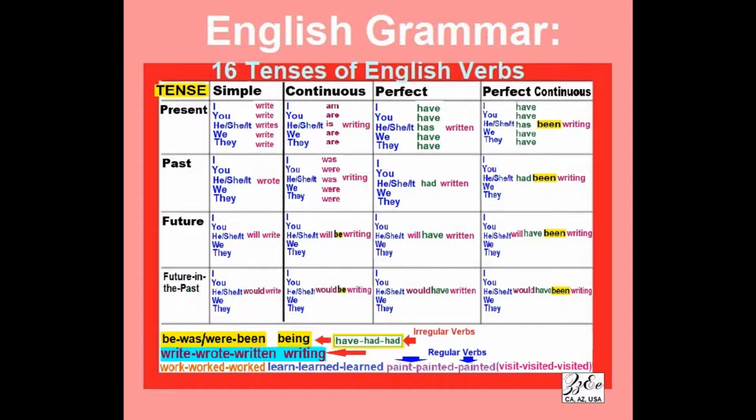We have four of them here: present perfect, past perfect, future perfect, and future in the past perfect, and we will always need this past participle form. Write, wrote, written. And a few regular verbs here. Work, worked, worked. Learn, learned, learned.